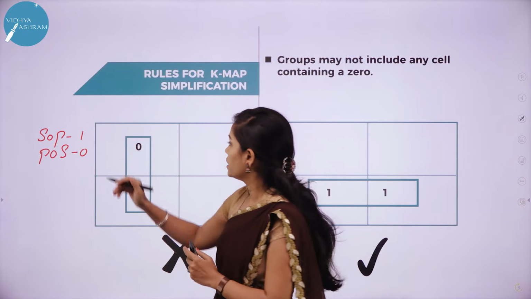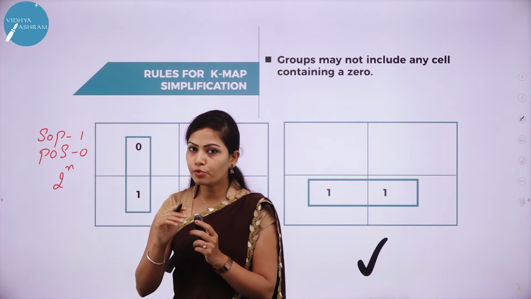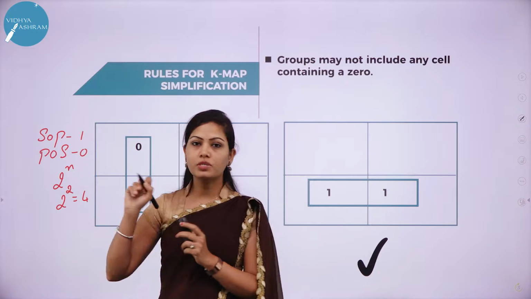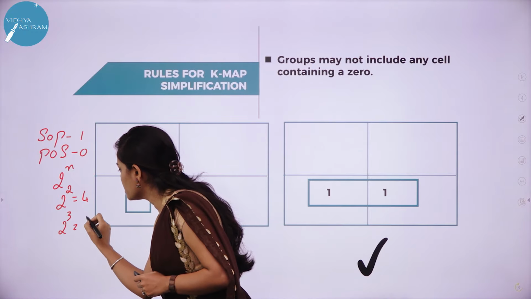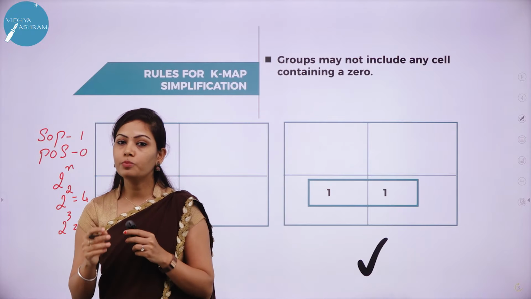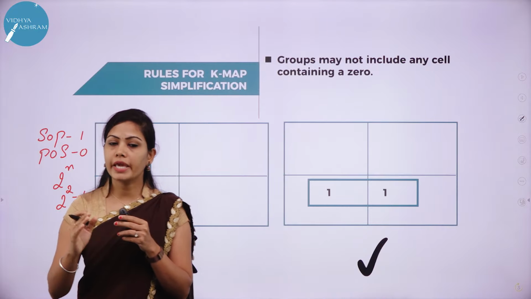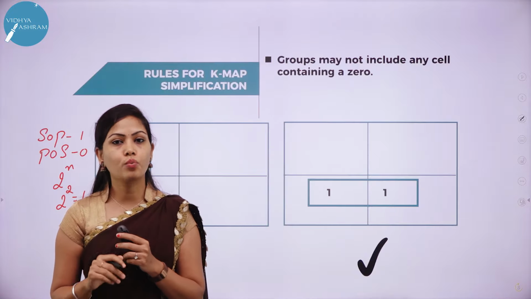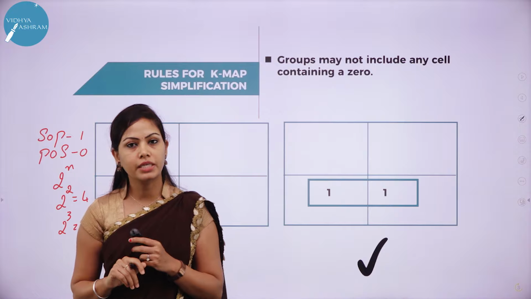Power of 2 means you should use the 2 power n formula. If you have 2 variables, that means 2 power 2, you will get 4 squares. If you have 3 variables, 2 power 3, it is 8 cells. Like that, make rectangular groups containing total terms in power of 2, like 4 and 8, and try to cover as many elements as you can in one group. So these are the steps you have to use for constructing the K-map.